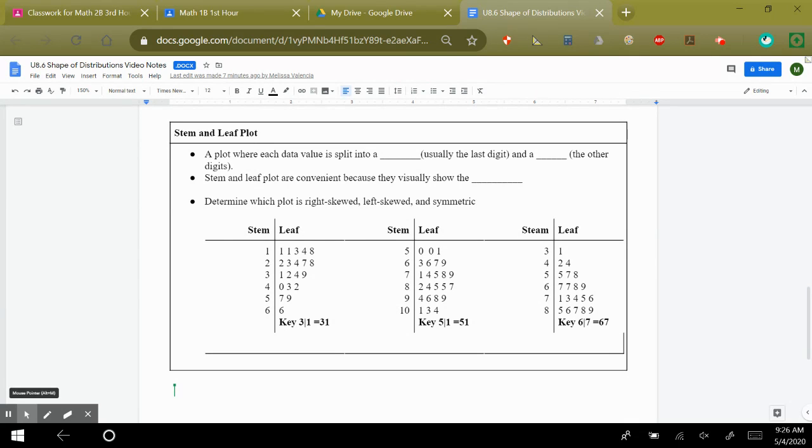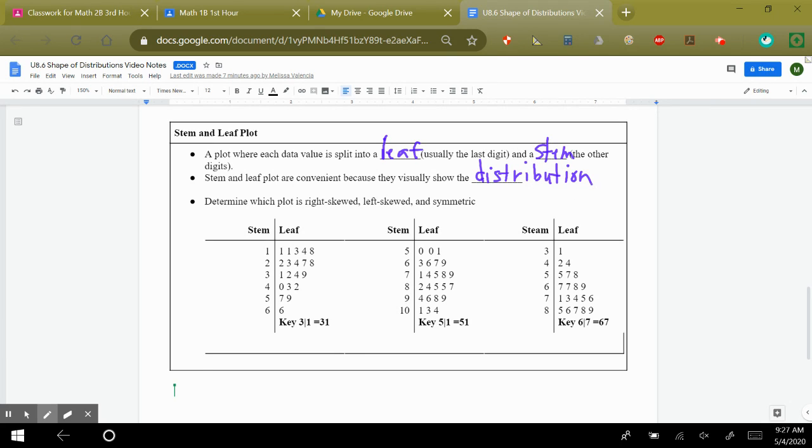The other representation, we're learning a new representation today. It's a stem and leaf plot, and it's kind of like a histogram, except they make it with numbers. A stem and leaf plot is a plot where each data value is split into a leaf and a stem. The leaf is usually the last digit of the number, and the stem is usually whatever other numbers are left. Stem and leaf plots are convenient because they visually show the distribution of a set of numbers, and you can see all of the numbers that are in the data set.